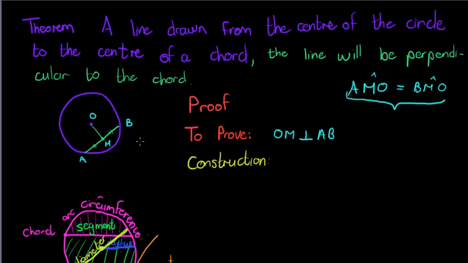And the construction that we're going to do is we're going to draw the lines OA and OB. So construct OA and OB. Can you see why we did that? Why did we construct those two lines? What did we create? Two triangles. Beautiful, we have two triangles. So, what do you think our aim is going to be?